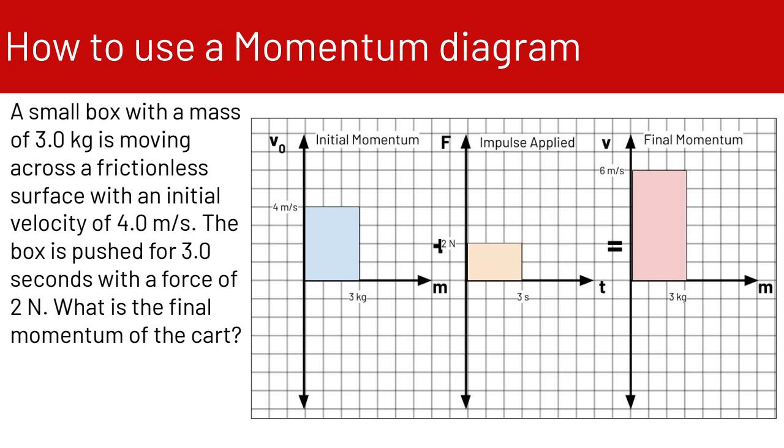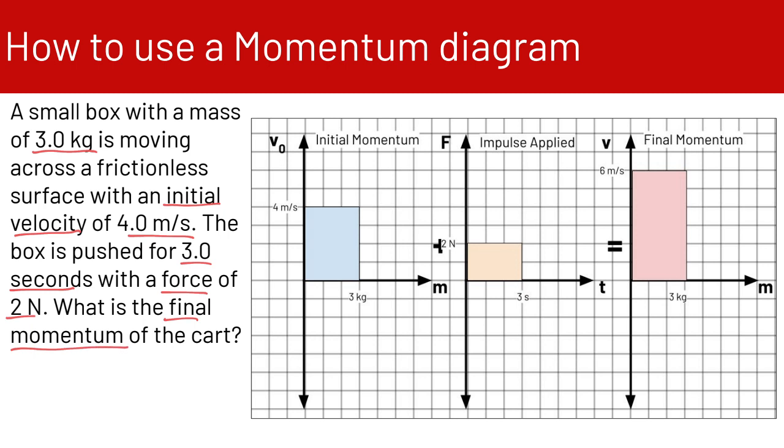All right, so let's look at an example here where we actually have all of the numbers. So we have a small box with a mass of 3 kilograms. It's moving across a frictionless surface with an initial velocity of 4 meters per second. The box is pushed for 3 seconds with a force of 2 newtons. And then we want to know what is the final momentum of the cart.